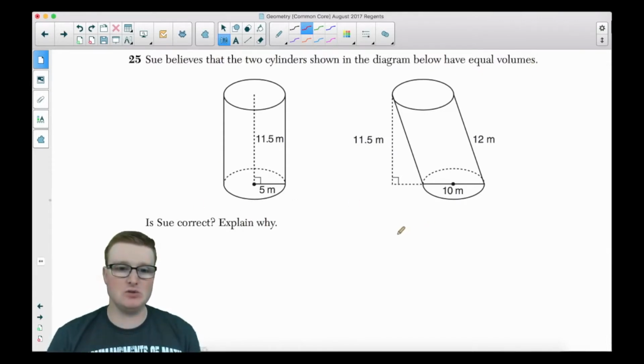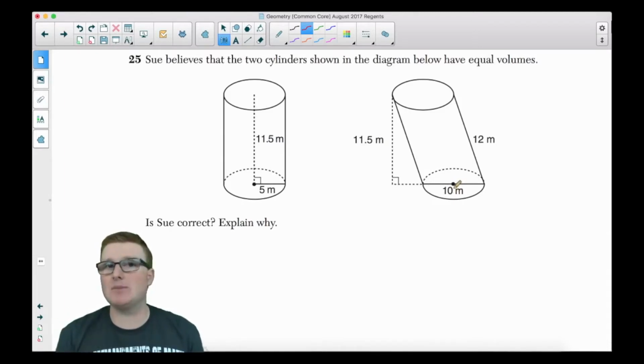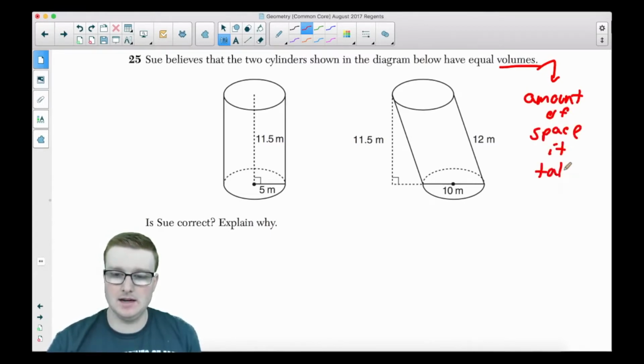So the first thing that should pop into your head is that one of these is a cylinder, one of these is an oblique cylinder. Oblique means that it's slanted in some way, shape, or form. So she's saying these definitely take up the same amount of space. Don't forget that volume means the amount of space it takes up. Does it? Well, we've got to figure that out.